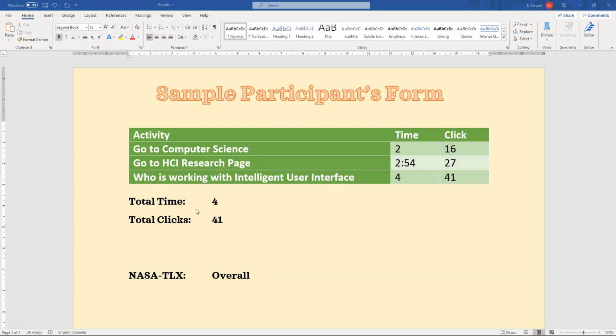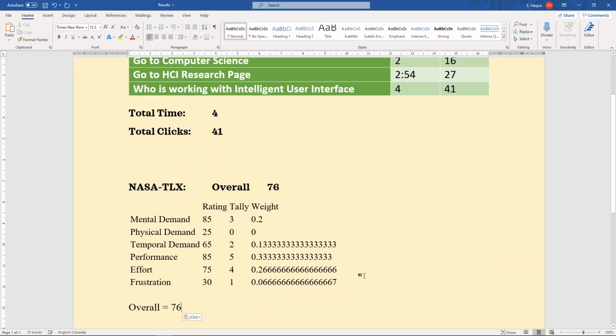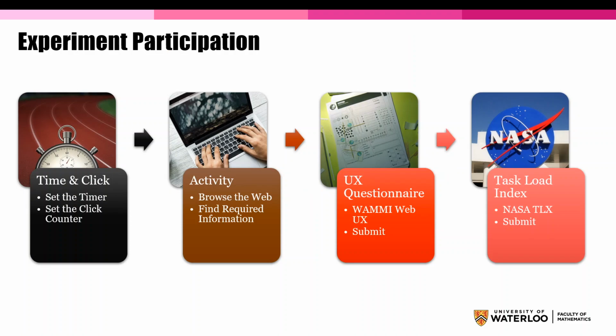So you see, after just going through that NASA TLX matrix, you will get an overall score and other demands. What you will have to do is put this overall score, which is say 76, over here, and just copy and paste the rest, and there will be a form over there. You just fill it up over there. That's it. You have just done the Task Load Index, and you submitted the information.